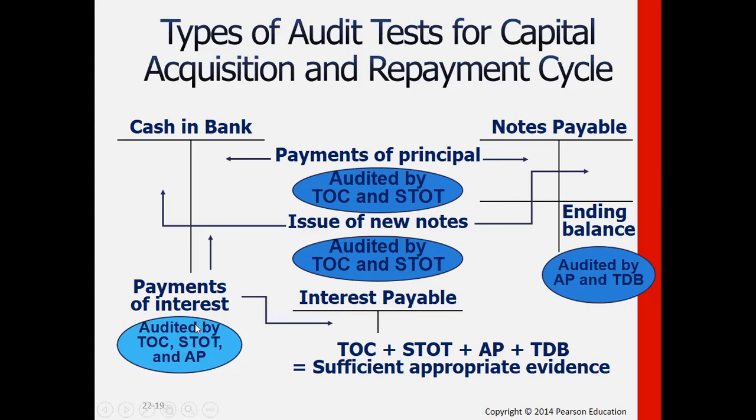Then for payments of interest, which is a credit to cash and bank, we also do analytical procedures for the transactions because they are in percentages. So ratios are very important in terms of computing interests or percentages, and interest payable. And if we combine the four, we would be able to obtain persuasive evidence, which means convincing because they satisfy the quantity in terms of sufficiency, and the quality in terms of appropriateness. So sufficiency plus appropriateness equals persuasive evidence.